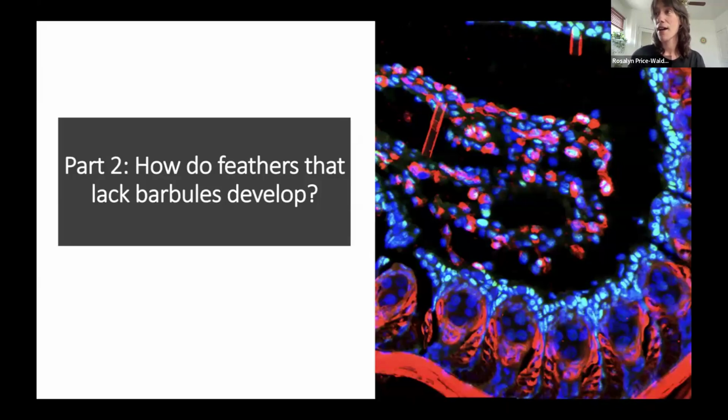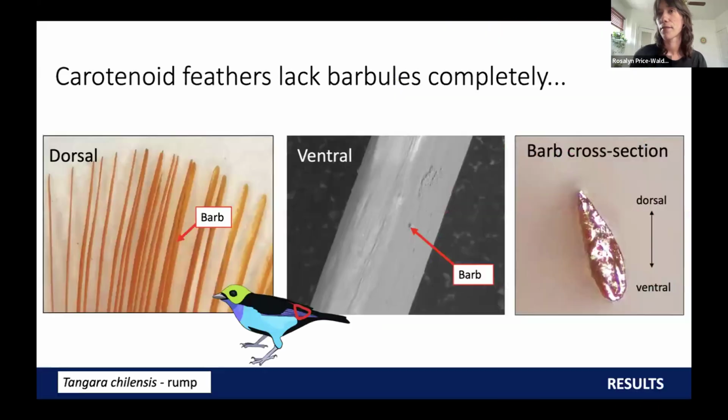So in the last bit of this talk, I'm going to tell you about one really fascinating twist to this story that I personally love, which is that barbule loss appears to happen through different developmental mechanisms in carotenoid pigmented and structurally colored feathers. So if you look closely at a carotenoid pigmented feather, you can see it lacks barbules completely. So here I'm showing you the dorsal surface, a close up of the ventral side of the feather, and a cross section. The barb is just like this very thick, smooth structure with no evidence of barbules.